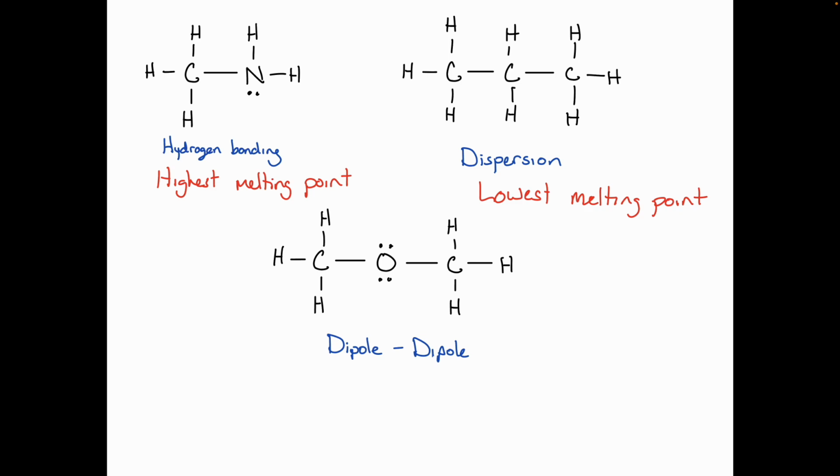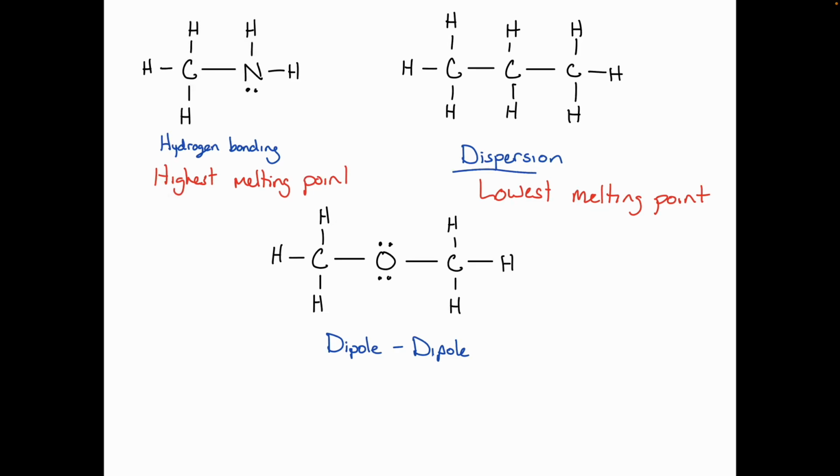Now, truthfully, all three of these are pretty small, so they're pretty low melting points here. But nonetheless, we can definitely say this molecule right here is going to have the lowest melting point because it has those weak dispersion forces. This molecule is going to be somewhere in the middle because it's got those dipole-dipole interactions that are a little bit stronger. And this one's going to have the highest melting point because it has the strongest intermolecular interactions.